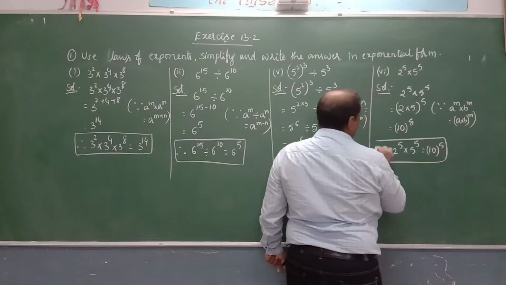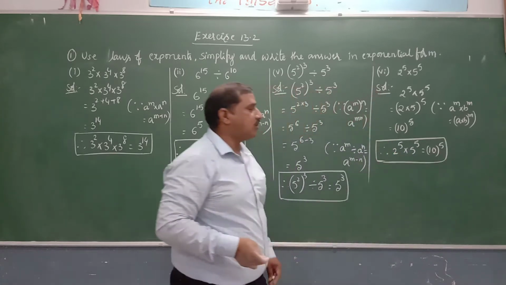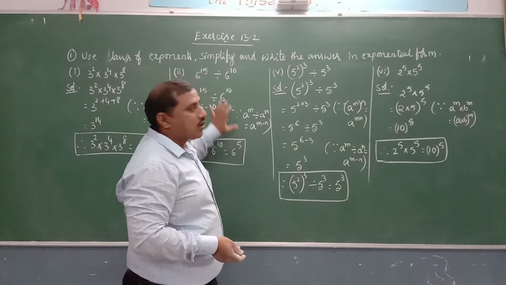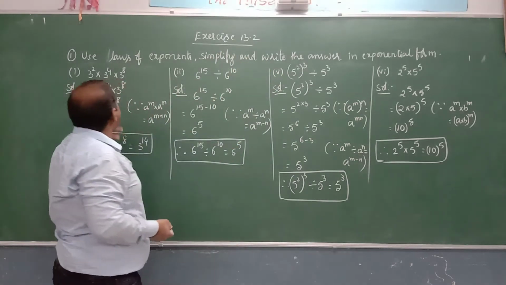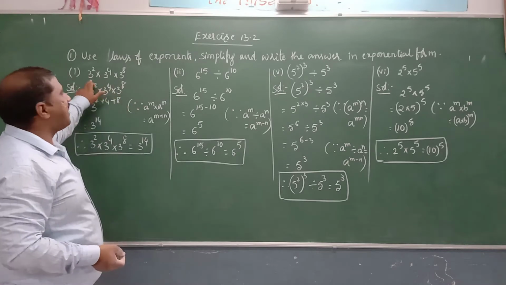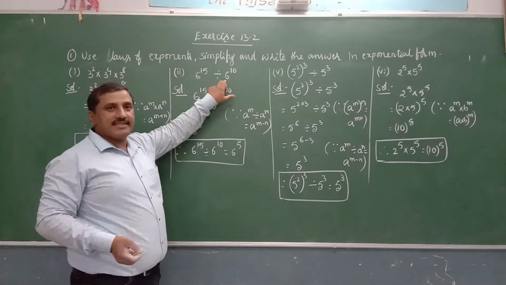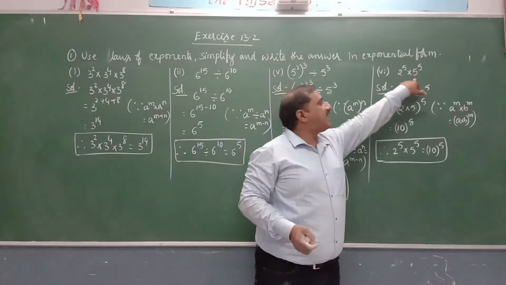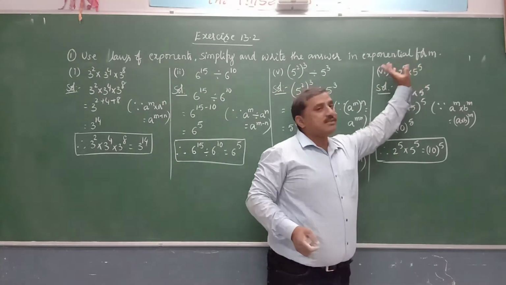So, like this, we will use the laws of exponents to simplify and we will write the answer in the exponential form. Here, see, if you observe the first three sums, their bases are same. That is, here the base is 3 and here the base is 6, that is common base we have. Here 5 is the base, that is common, and here the bases are different and the exponents are same.